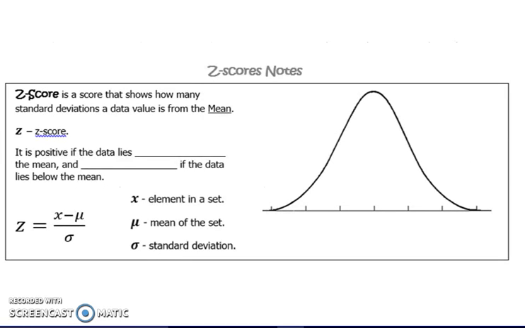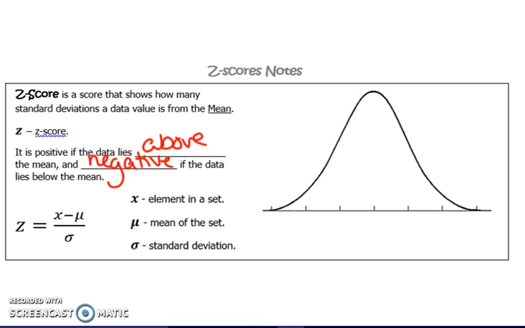Now, z-score is a score that shows how many standard deviations away it is from a mean. If it is a positive z-score, the data lies above the mean, and negative z-scores lie below the mean. One thing you'll notice, anytime we did standard deviation problems on the notes or in class, it was always positive standard deviations, 1, 2, 1.5, 3. Z-scores can be positive or negative.